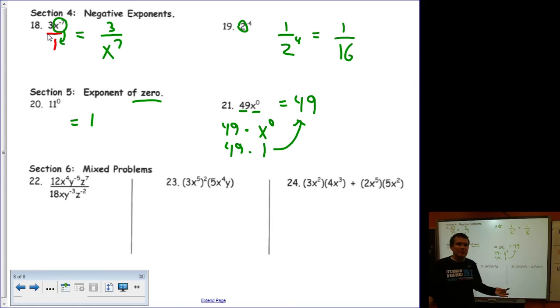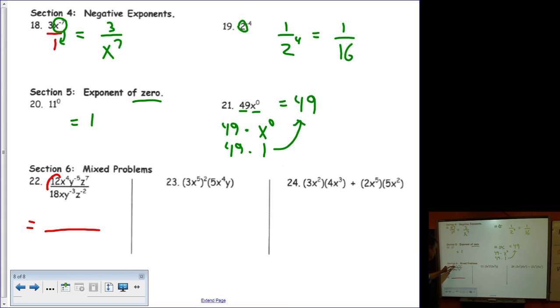Finally, I have 3 problems which are somewhat difficult, mixed problems. In number 22, I have a big fraction to reduce. But I also have some negative exponents to take care of there. Let's go ahead and do this step by step.